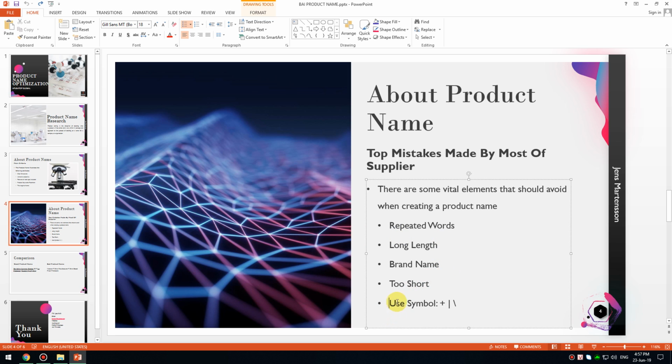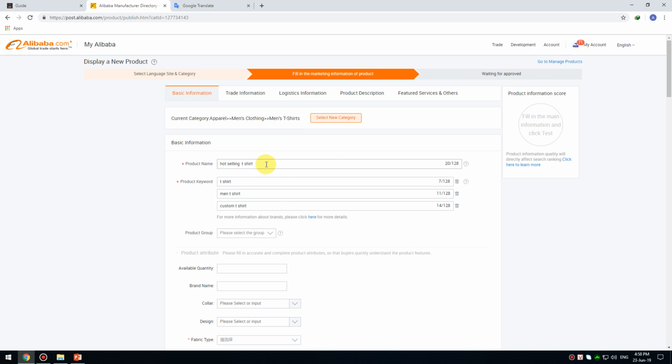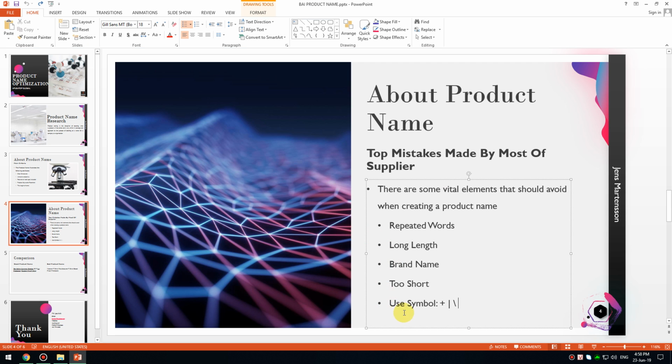And also the last thing is avoid using this symbol, the plus symbol, this symbol, and this symbol. The Alibaba system doesn't allow you to use symbols in your product name, and it will also affect your ranking, so you should avoid using them.